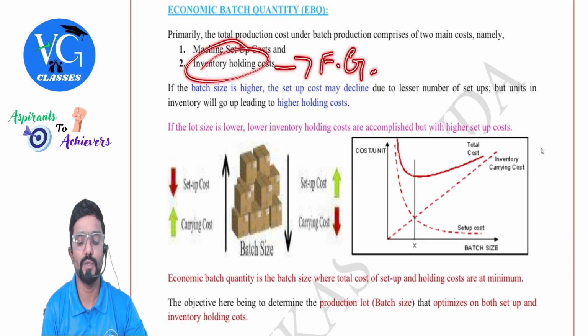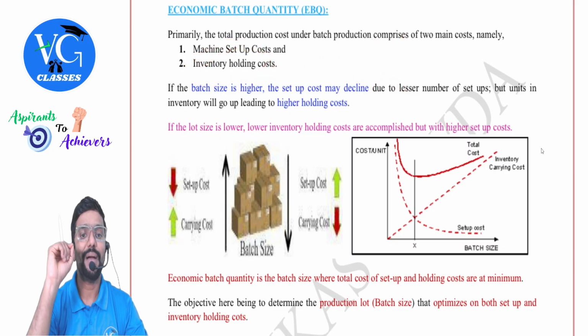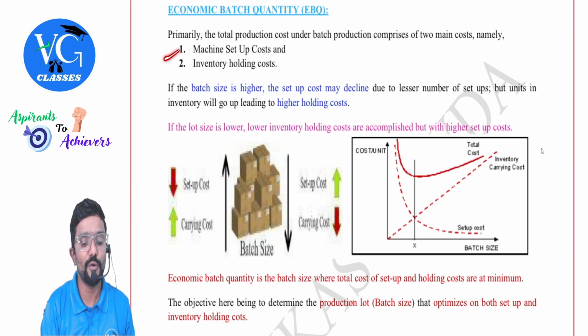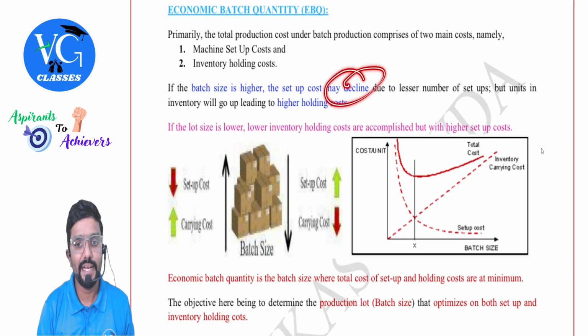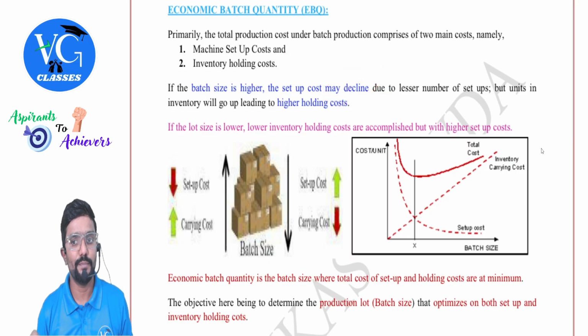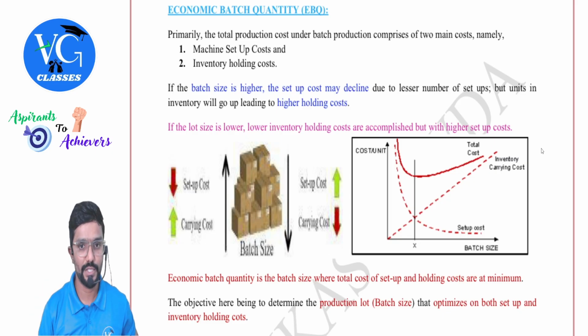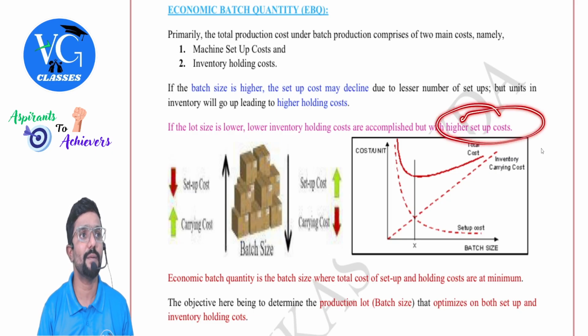For finished goods or output, guys. Okay, sir. If the batch size is higher, meaning the number of units in the batch is more, which cost would be more, guys? The inventory holding cost. The setup cost may decline due to a lesser number of setups, but units in the inventory will go up, leading to higher holding cost. If lot size is lower, lower inventory holding costs are accomplished, but with higher setup cost. Why higher setup cost, sir?